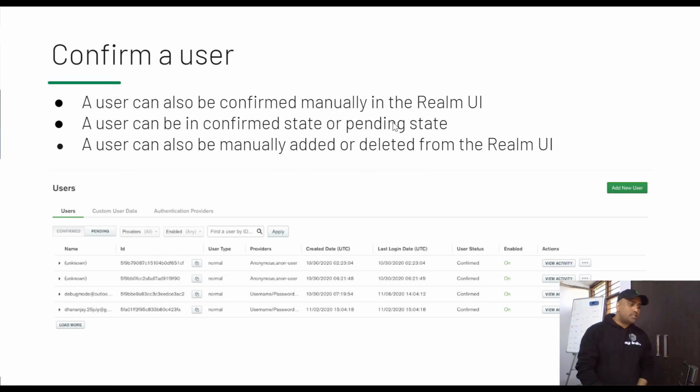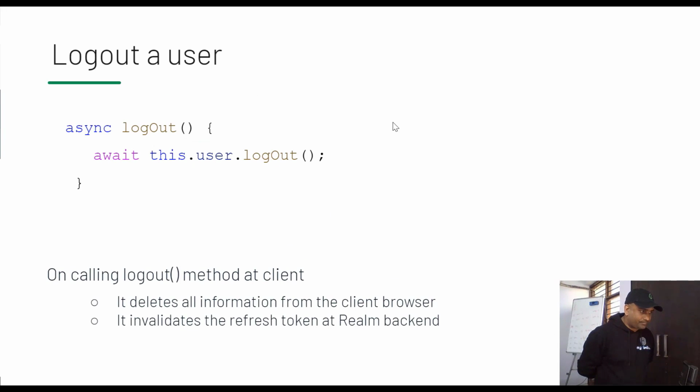So when you confirm a user, you can confirm a user in three ways. A user can be confirmed manually in the Realm UI. A user can be in a confirmed state or a pending state. A user can also be manually added or deleted from the Realm UI. And this is how a user looks in the Realm UI. This is the code to log out a user. So you see how we are doing user authentication with about 5 lines of code for all the operations.